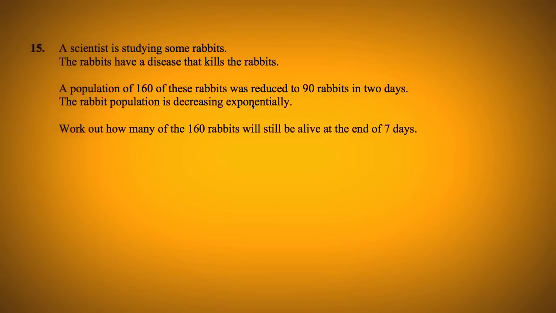The fact that it's decreasing exponentially means the amount that it's decreasing by is constant as a multiple. So for example, at the start there are 160. If I multiply this by whatever unknown number it is, a constant ratio between each day, happening 2 days in a row, that will give me 90 rabbits. So my x value here, because it's decreasing, I'm looking for some value of x which is less than 1, some fraction.